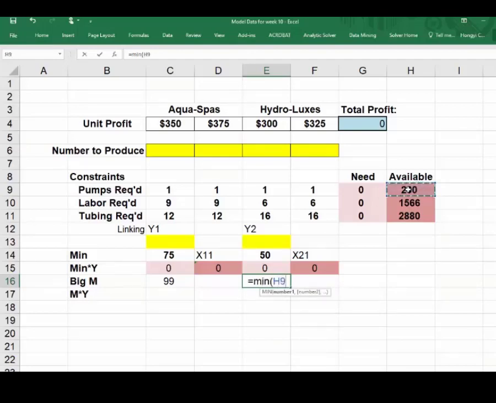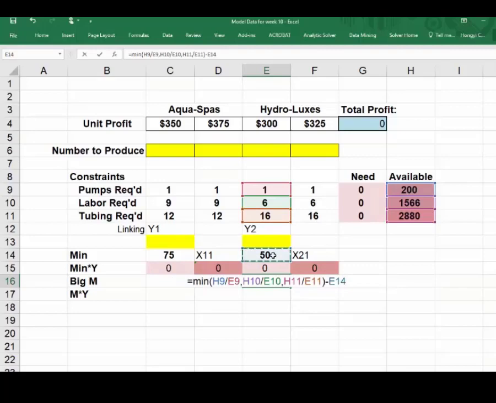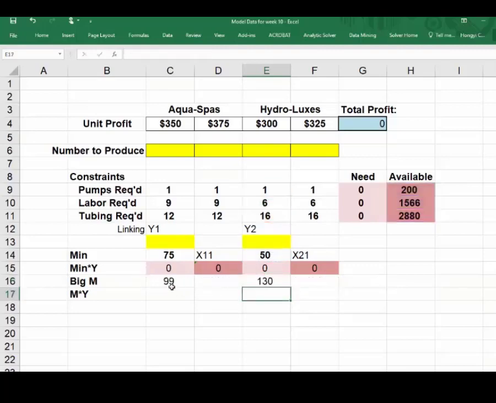So this resources divided by 1 here. This one divided by here. And this divided by this. And subtract the 50. Okay, so we find the big M for our X12 and our X22.